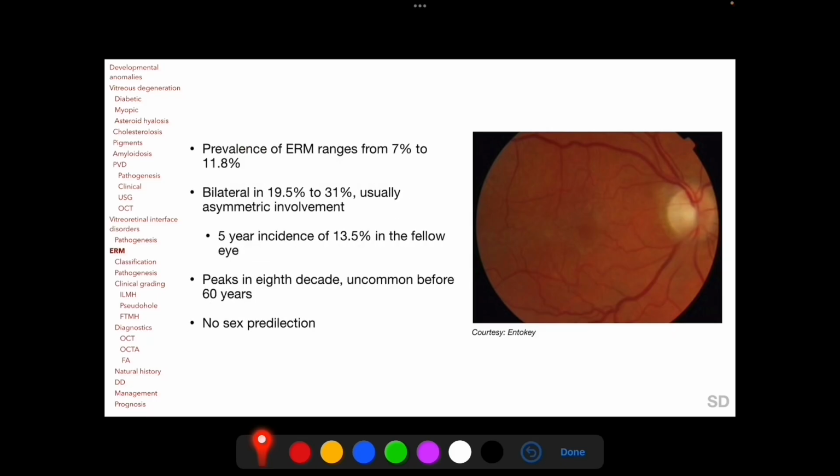Prevalence of ERM ranges from 7% to 12%, and ERMs can be bilateral in up to 30% of affected individuals, but are usually asymmetric between the two eyes. And in patients with unilateral ERM, the 5-year incidence of ERM occurring in the fellow eye is around 14%, and ERM peaks in the 8th decade of life and is uncommon before 60 years of age.